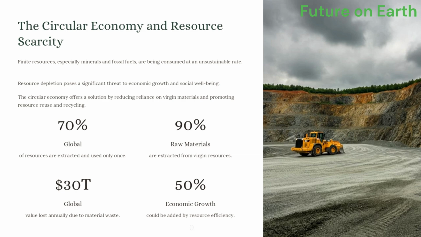Currently, 70% of global resources are extracted and used only once. 90% of raw materials are extracted from virgin resources. This material waste represents a staggering $30 trillion in lost value annually. Improving resource efficiency could add up to 50% to global economic growth. We need to fundamentally rethink how we produce and consume to create a more sustainable future.